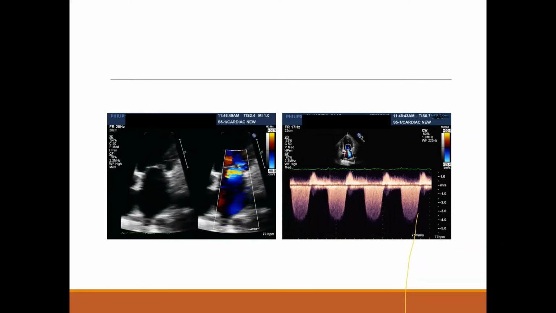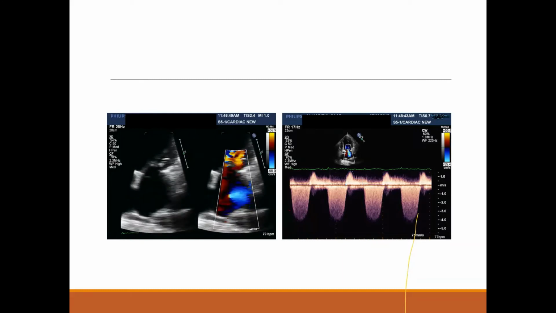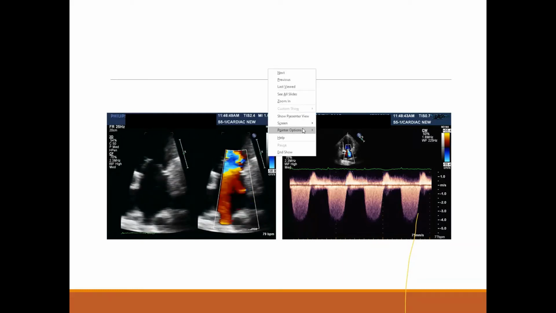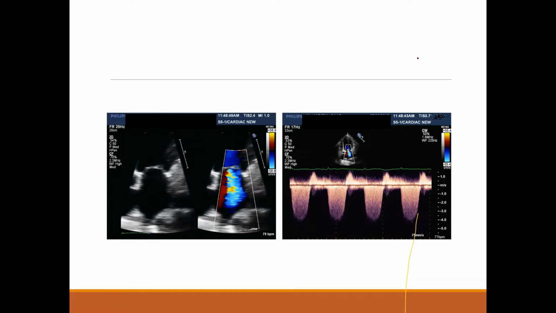Okay, so we have two views. On the left side, we have a modified 4-chamber view with color and without color, which is showing severe MR reaching the posterior roof of the LA. So, are you confident to call it severe mitral regurgitation based on color flow mapping?